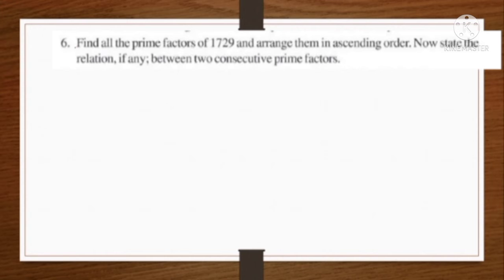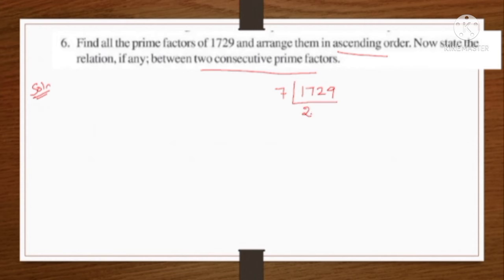Next, sum number 6. Find all the prime factors of 1729. Arrange them in ascending order. Now state the relation, if any, between two consecutive prime numbers. First of all, just consider the prime factors of 1729. So let us find the prime factors of 1729. Let us start dividing with the 7 table.